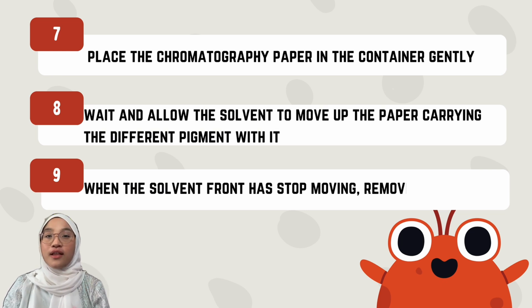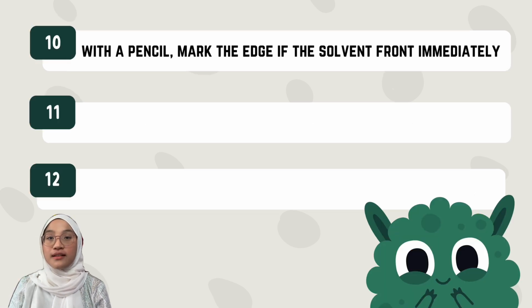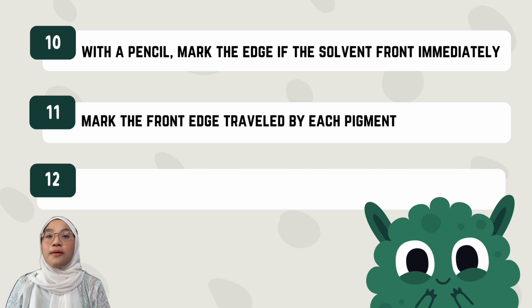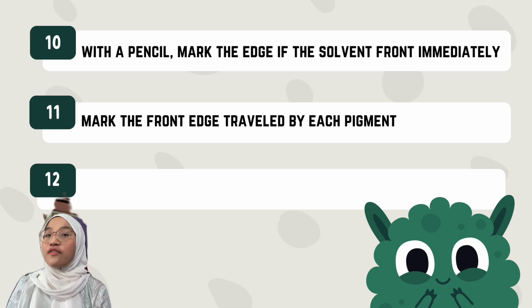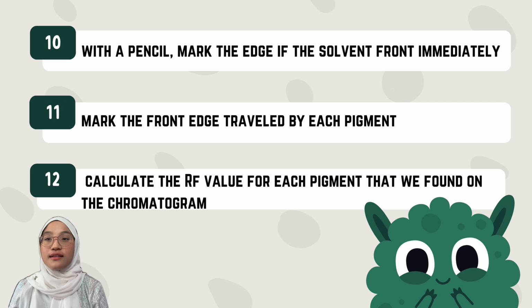Nine, when the solvent front has stopped moving, remove the paper. And then, with a pencil, mark the edge of the solvent front immediately. Eleven, mark the front edge traveled by each pigment. And why do we have to mark the front edge traveled by each pigment? The purpose is to measure how far each pigment or each color moves from the point of origin. And then, in order to identify the pigments, we have to calculate the Rf value for each pigment that we found in the chromatogram.